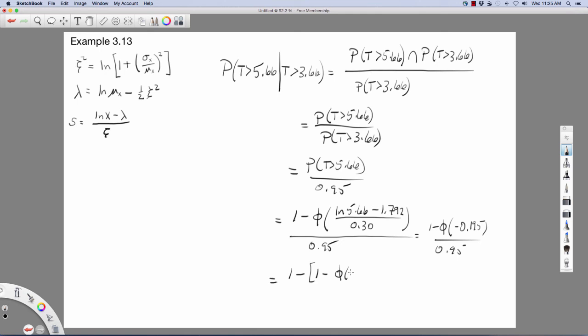So 0.195, it's the same thing. Right? For a negative CDF, because of our tables, we don't have negative values, so we have to use the positive value, and it's the same thing. When we take the positive value, it's 1 minus the positive value. So it's that symmetry, over 0.95, and when we crank all this out, we find that it is 0.61.